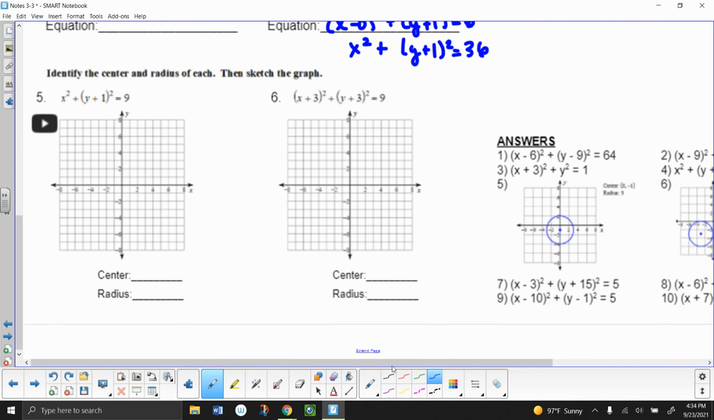Okay, so number 5, we're going to identify the center and radius, and then we're going to sketch the graph. So using our equation here, center is h and k, so h is 0. K is going to be -1, remember the sign switch. And if this is r squared, that means for the radius we're just going to take the square root. So the square root of 9 is equal to 3. All right, so now we can graph it. So 0, -1, and then a radius of 3. And now we have our graph.